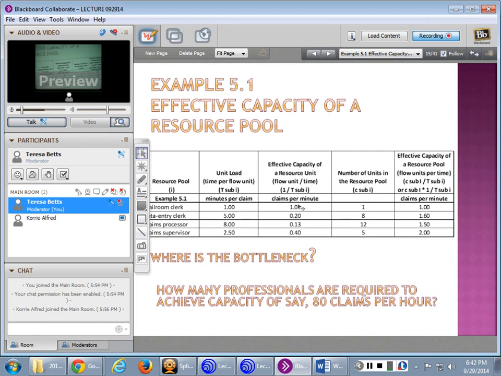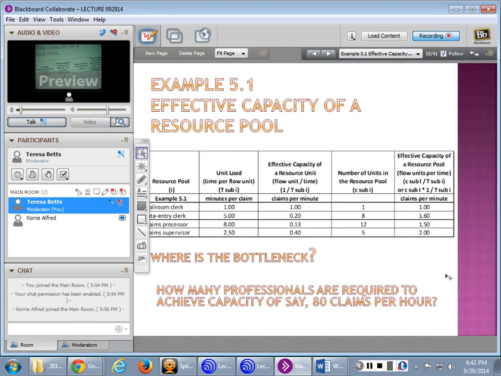Okay, so 1 times 1 is 1. 0.2 times 8 says, with the number of people I have working, we can process 1.6 claims per minute. My claims processor is 0.13 times 12, or 1.5 claims per minute in that resource pool. My supervisor is 0.40 times 5, or 2 claims per minute in that pool. Okay, so which one is the bottleneck? Which resource pool is my bottleneck?